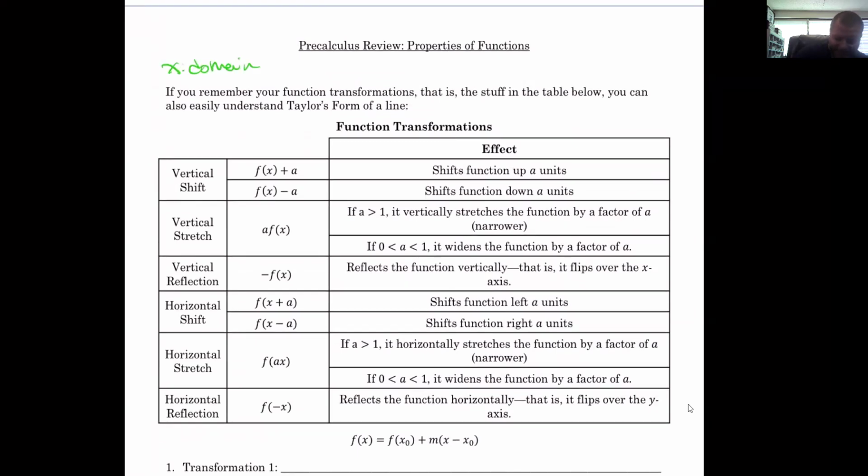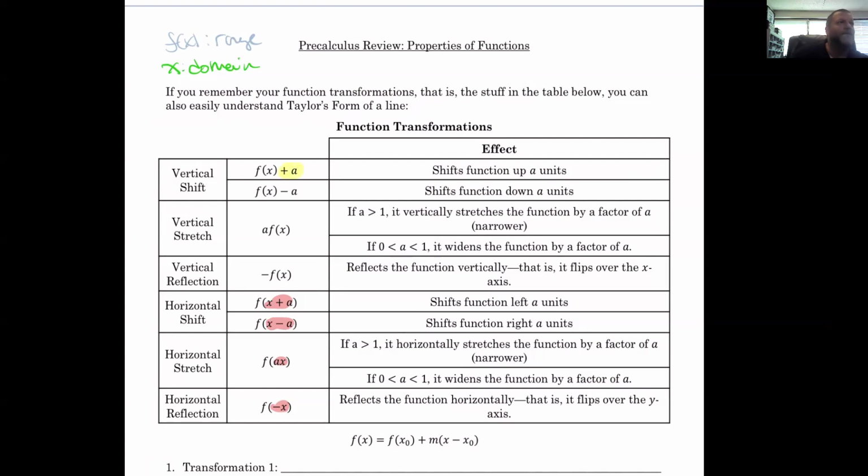Anything that affects the x, like this, or this, or this, all of those things are going to affect the domain of the function in some way. Whether it's shifting it, reflecting it, or stretching or condensing it, they're going to affect the domain. Whereas since f of x represents the range, anything that is just affecting f of x, not the x inside the f of x, is going to end up being a range change.